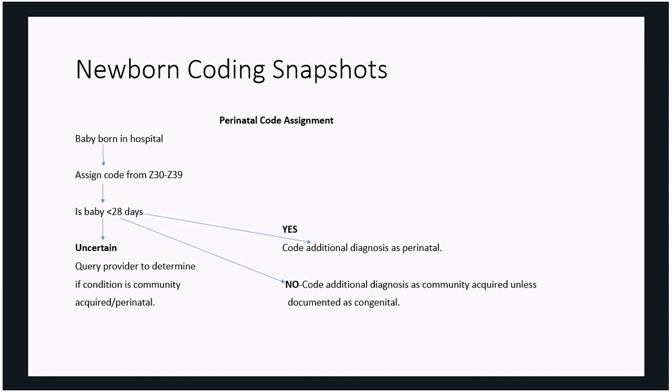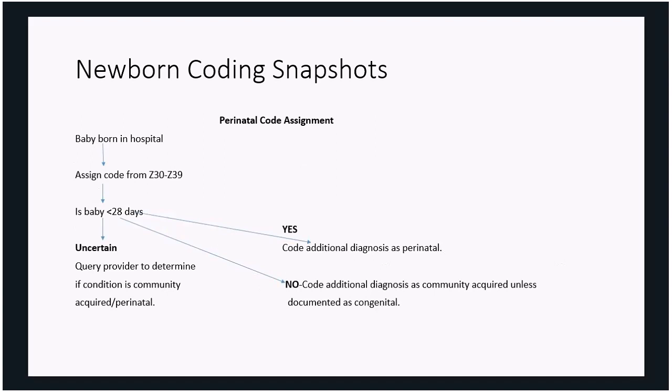If the answer is no, again, the principal diagnosis isn't going to change. It's still going to be a code from category Z30 to Z39. And you're going to code additional diagnoses as community acquired unless it's documented as congenital. What I mean by community acquired is any condition that the baby developed that's not a congenital condition. For example, a UTI would be an example.